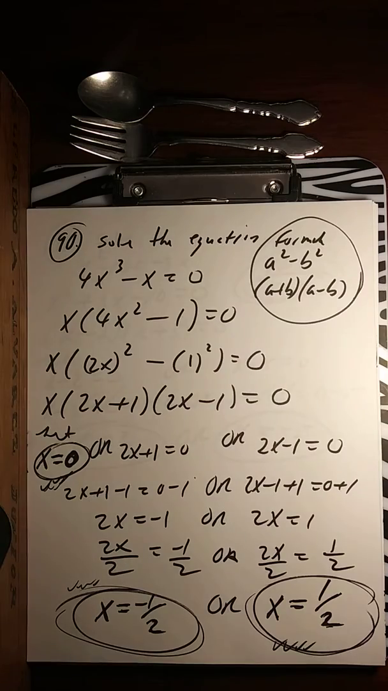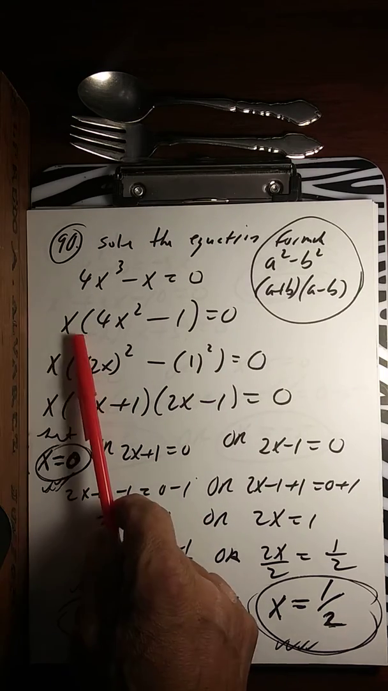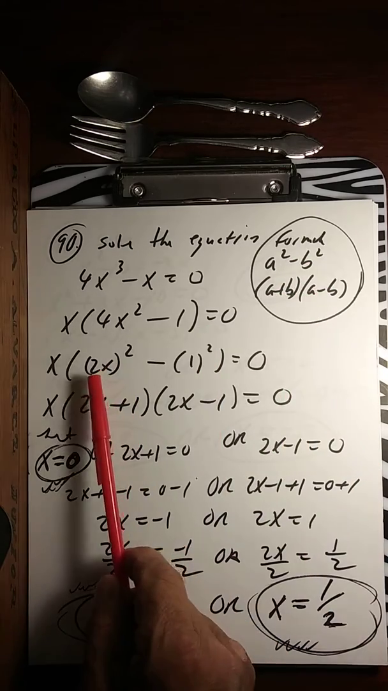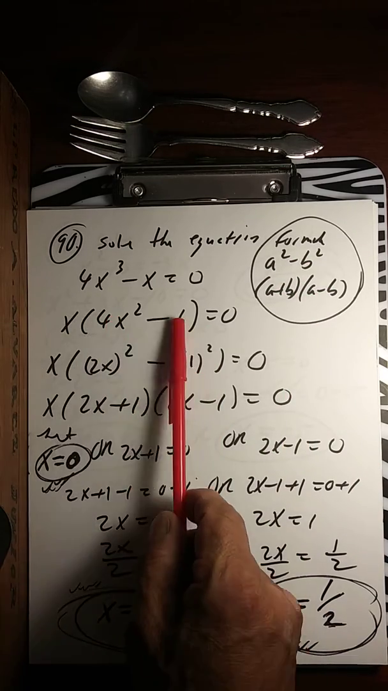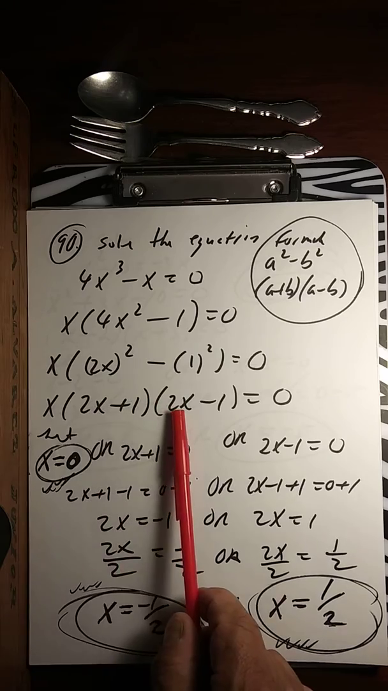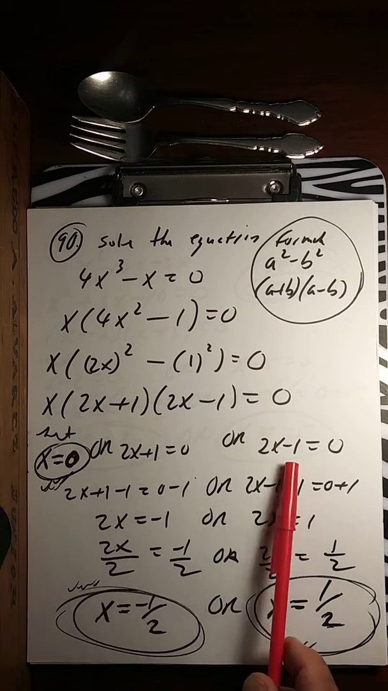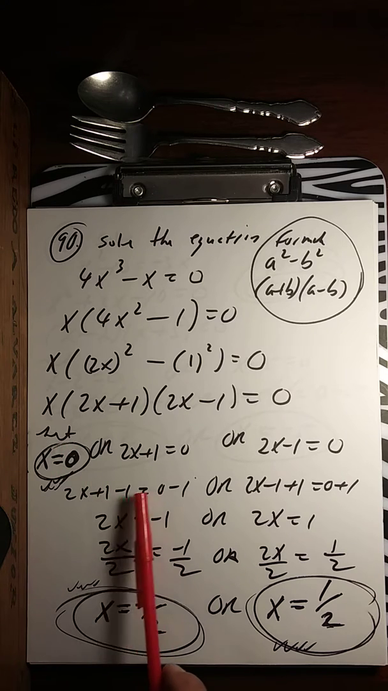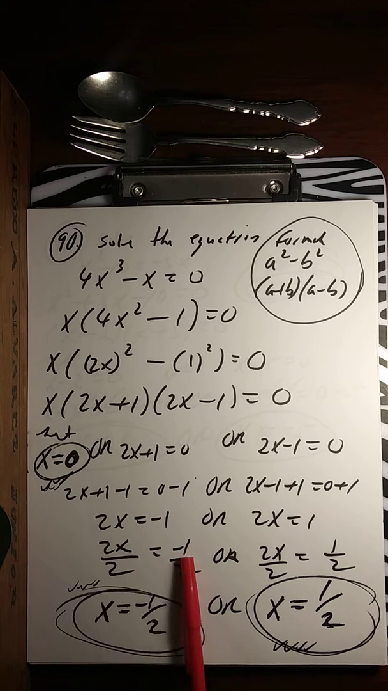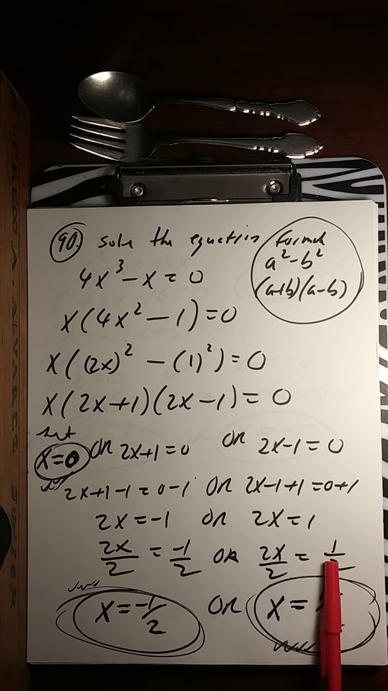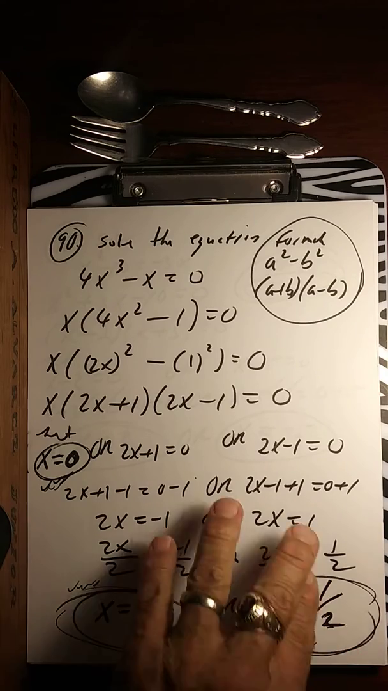Three answers. Take the x out, we have 4x squared minus 1. a squared minus b squared is this. So 2x squared is this, 1 times 1 is 1. So (2x plus 1)(2x minus 1), from difference of squares. We have x equals 0, 2x plus 1 equals 0, 2x minus 1 equals 0. That one's done. Minus 1, 2x is negative 1, divide by 2, x is negative half. And add 1, divide by 2, x is half. So 0, negative half, and positive half.